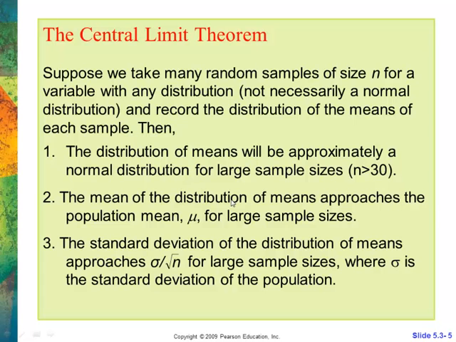The second part is that the mean of the distribution of means approaches mu, which is the mean of the population. And the standard deviation for those is equal to sigma divided by the square root of n, where n is the sample size. So we take the standard deviation of the population, divide by the square root of n, and that should be what our standard deviation becomes. The standard deviation becomes smaller because we're dividing.